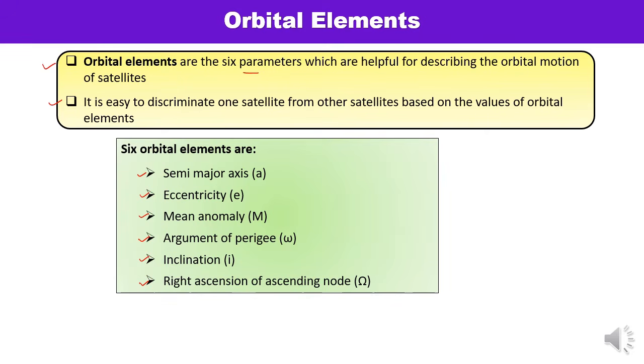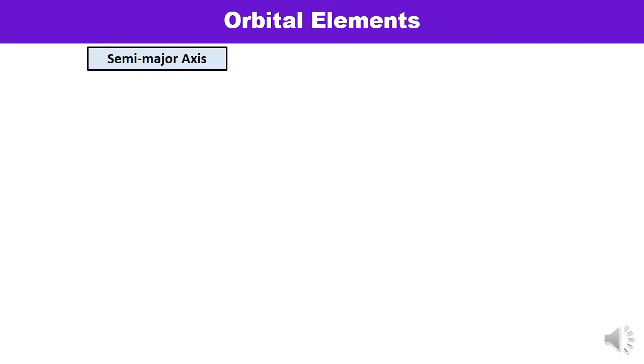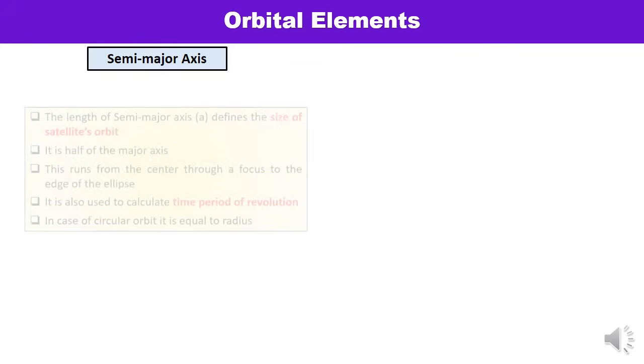Now let's discuss each and every orbital element in detail, how to define semi-major axis and how to define eccentricity. The first orbital element is the semi-major axis. Semi-major axis is denoted by a.